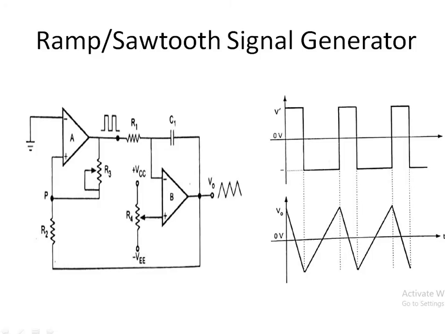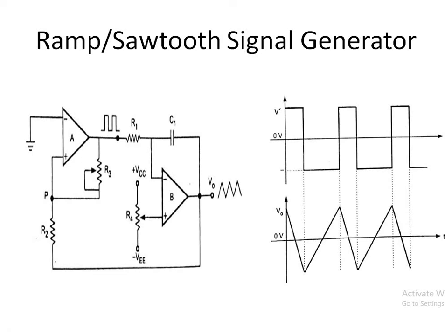Okay, so next let's move on to the ramp signal generator or sawtooth signal generator. The generation of the ramp or sawtooth signal is similar to the triangular wave generator, and the only difference is that in the ramp signal, the rising time period and falling time period of the output signal will not be equal. In triangular wave, both the rising time as well as the falling time were equal. That is why it is known as triangular wave. But in ramp signal or sawtooth signal, either the rising time or the falling time will be higher.